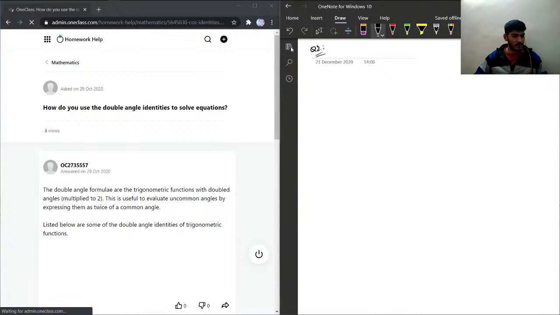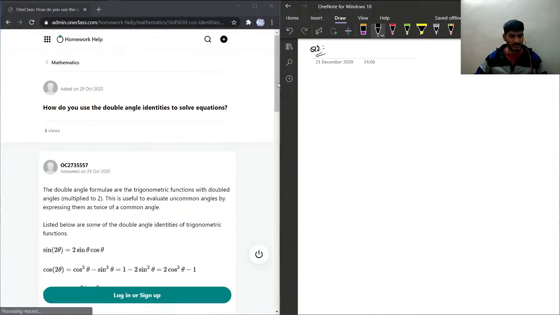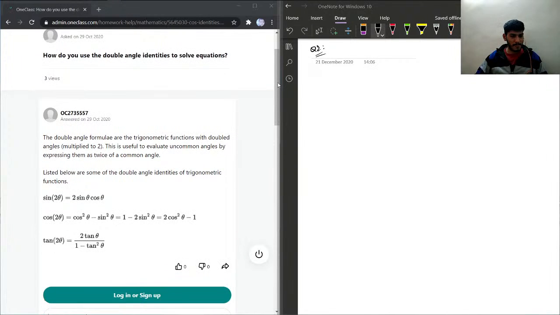So here they have given: how do you use the double angle identities to solve the equation. The double angle formulas are the trigonometric functions with double angles multiplied by 2. This is useful to evaluate uncommon angles by expressing them as twice a common angle. So listed below are some of the double angle identities of trigonometric functions.